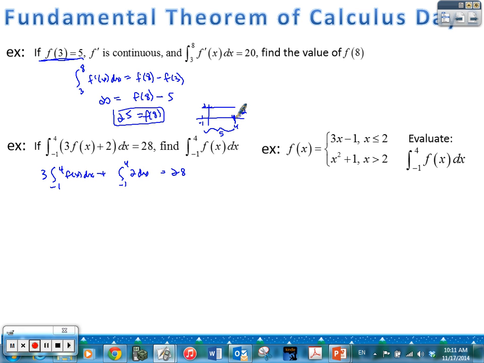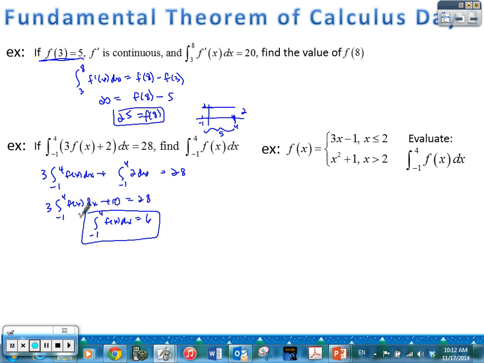Whether you do it this way or whether you find the antiderivative and do f of b minus f of a, you're still going to get 10. So it's really up to you how you would like to do it. If you can do this part in your head, it just might make you go a little bit faster, but again, it's whatever you feel more comfortable with. So we have 3 times the integral from negative 1 to 4 of f of x dx plus 10 equals 28. Now we do what we have been doing in algebra for many years, which is solve for this unknown. I'm going to move the 10 over and divide by 3. I subtract 10 and get 18, divide by 3 and get 6. So the integral from negative 1 to 4 of f of x dx is 6. Okay, is that okay?